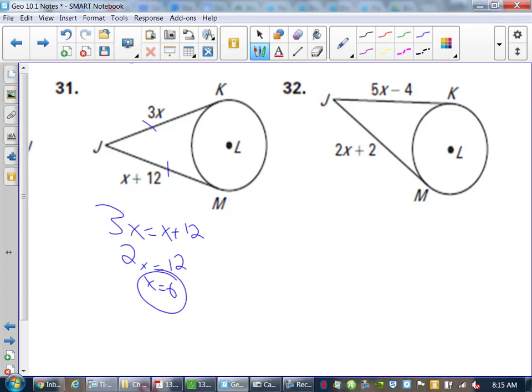Same deal on the other one. You've got two common external tangents. You write it out. What do you got, Kev? X equals 2? Well, my brain doesn't go that fast. Let me write this out. Subtract the 2x, add the 4. 3x is 6. Therefore, x is 2. Good.